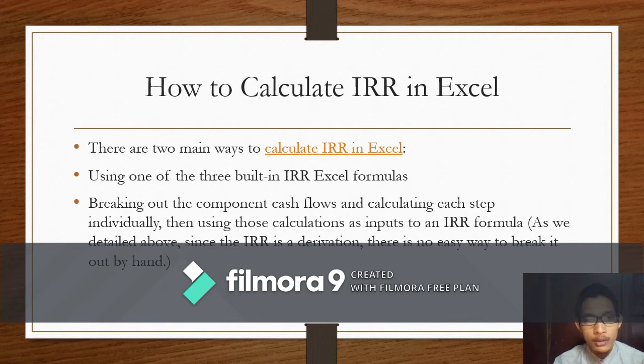How to calculate IRR in Excel? There are two main ways to calculate IRR in Excel. First, using one of the three built-in IRR Excel formulas. The second one, breaking out the component cash flow and calculating each step individually, then using this calculation as input to an IRR formula as we detailed above. Since the IRR is the derivation, there is no easy way to break it out by hand.